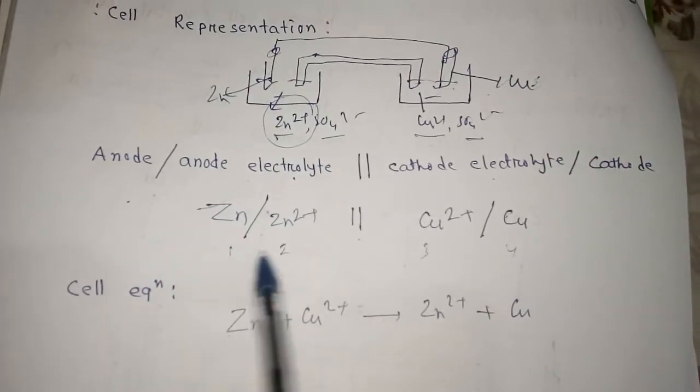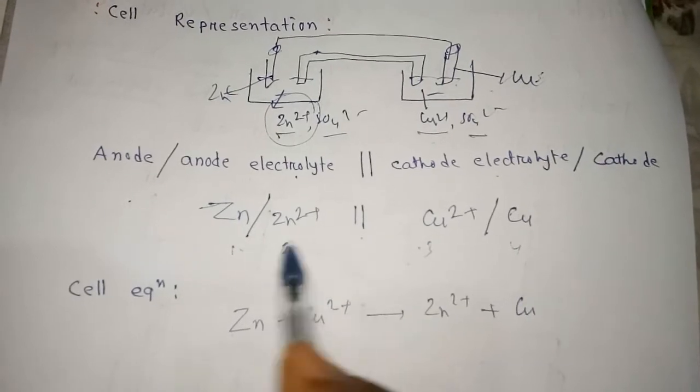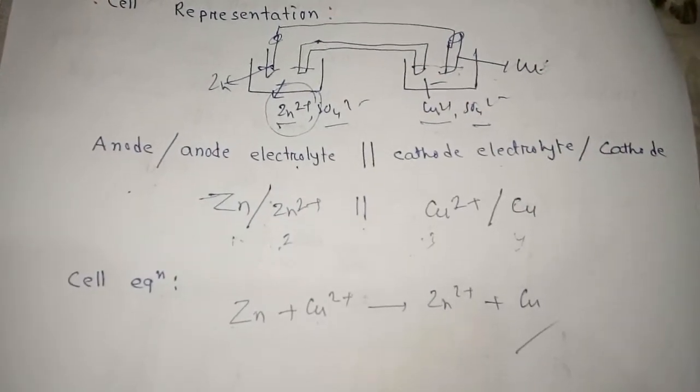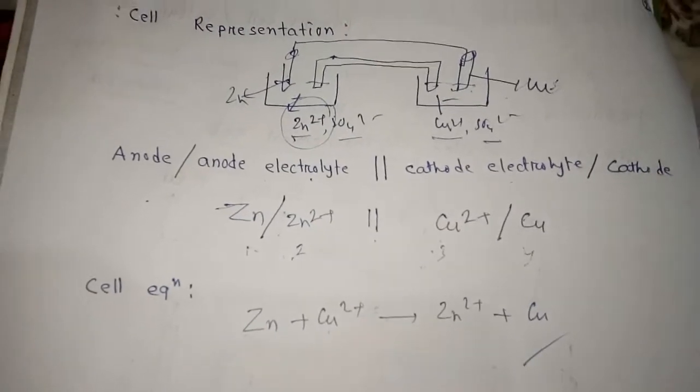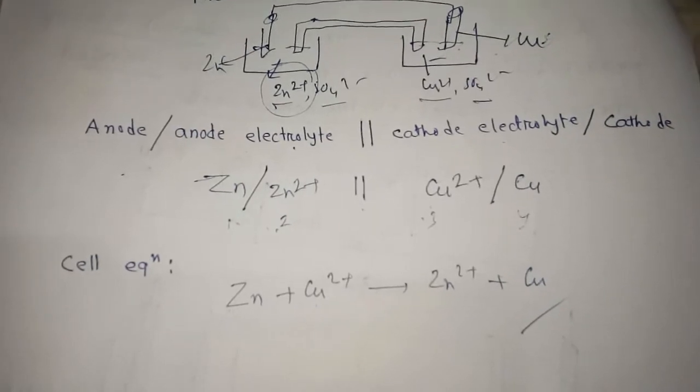If you number these 1, 2, 3, 4, then the cell equation is nothing but 1 plus 3, 2 plus 4. This is how you can write the cell equation. Cell representation and cell equation, these things are very much important and need to be known.